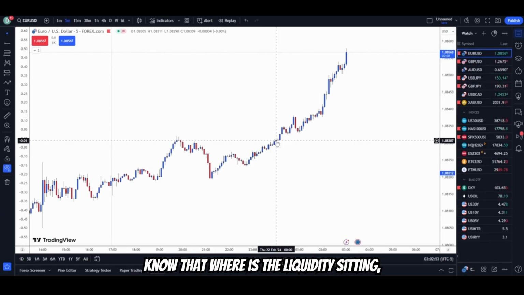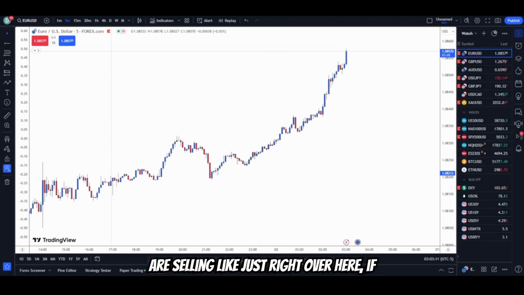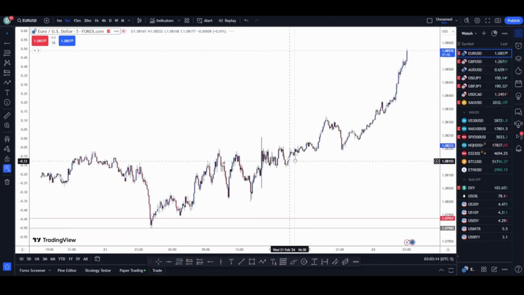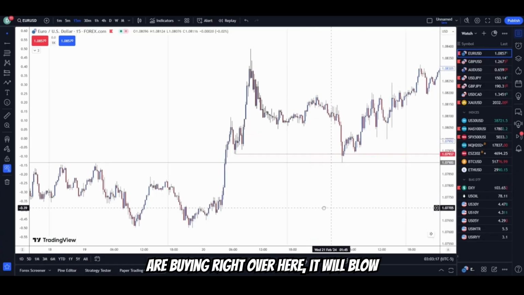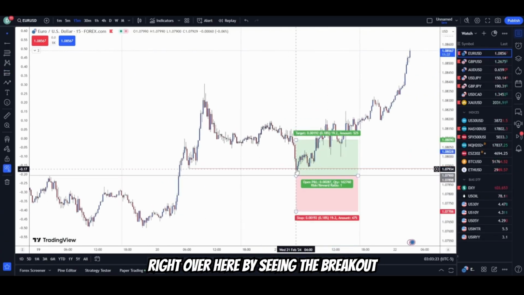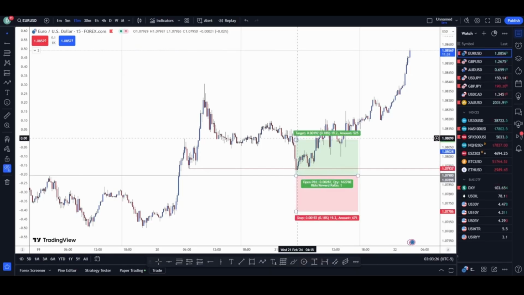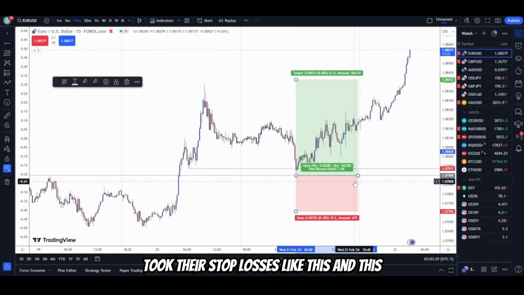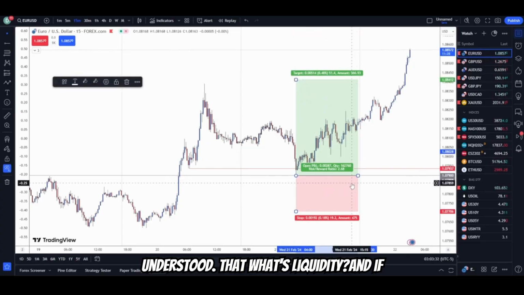Because if you know where the liquidity is sitting, because if you want to win, okay, there's somebody in this world who has to lose that trade, okay? So that's why liquidity plays like that. Because if you go on the 15-minute time frame, if you are buying right over here, a little below, okay, some people are selling right over here by seeing the breakout, and their stop losses get taken like this, and this is what happens. So I hope you guys understood what liquidity is.